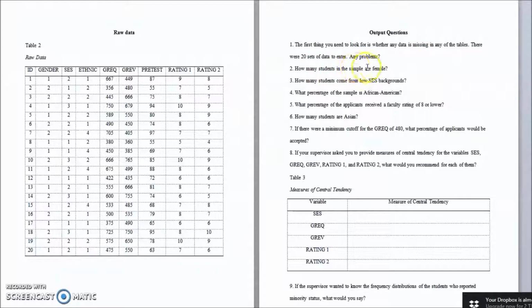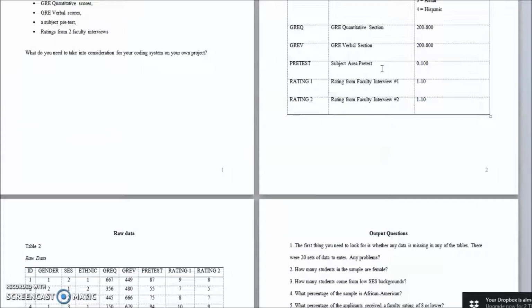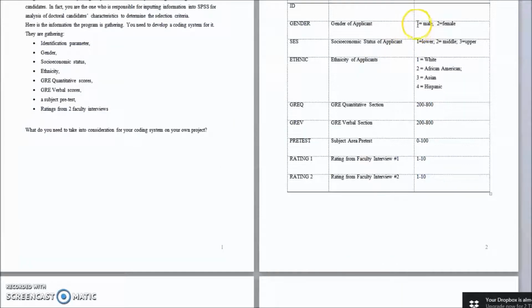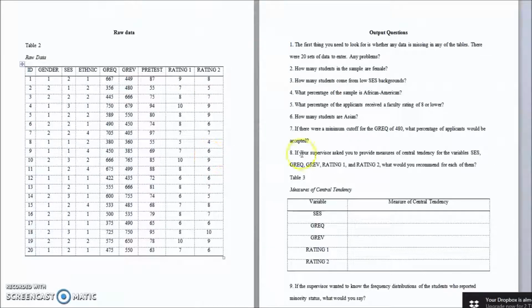How many students in the sample are female? This is very easy to see. We go back to gender. We know 1 was a male and 2 was a female. So to find out how many students in the sample are female, we simply count the number of 2s. Like 1, 2, 3, 4. How many 2s are there? I am not going to do this because this is what your assignment is about.